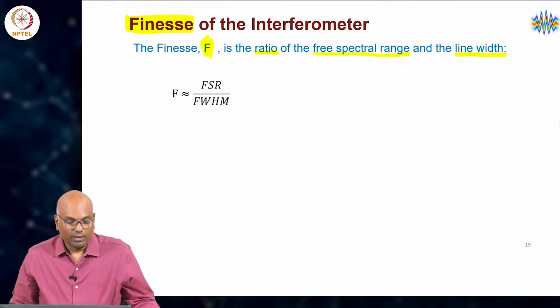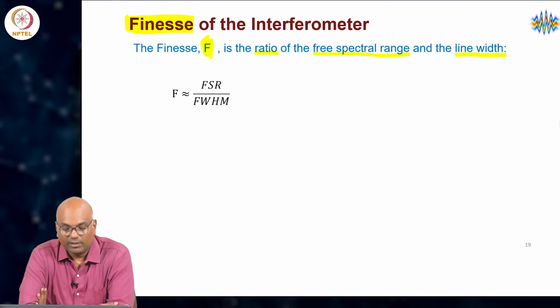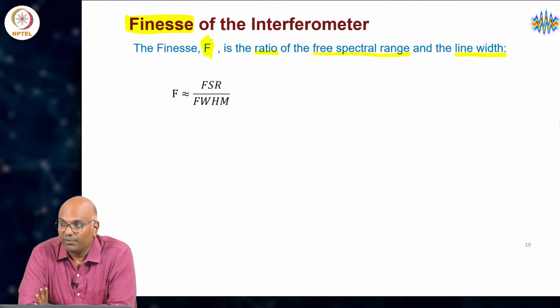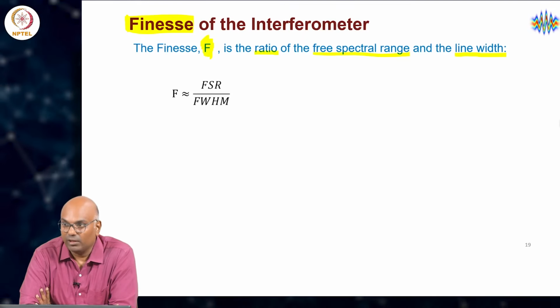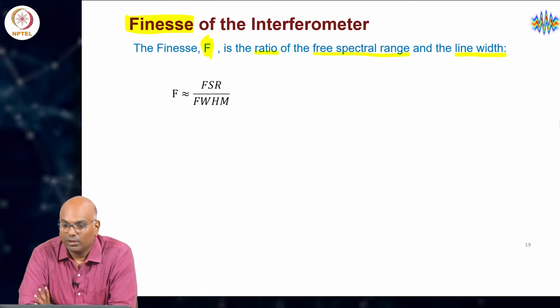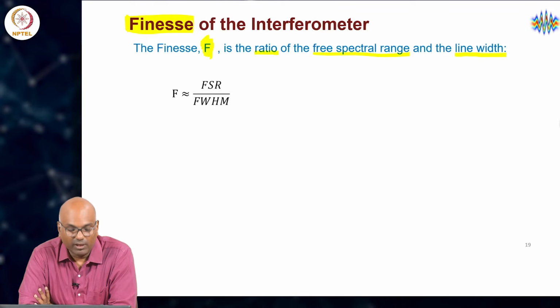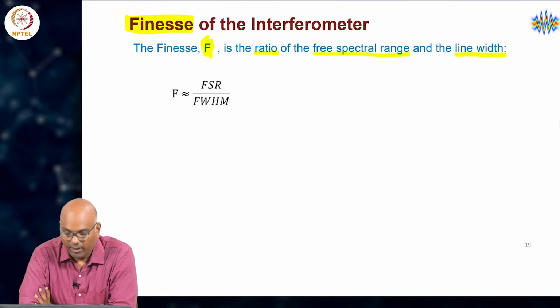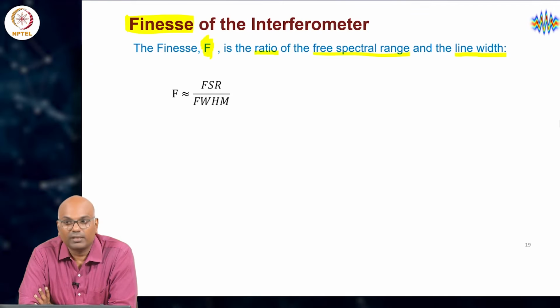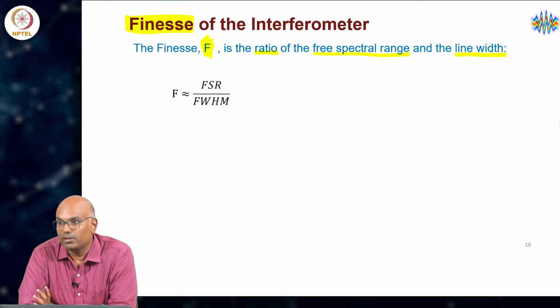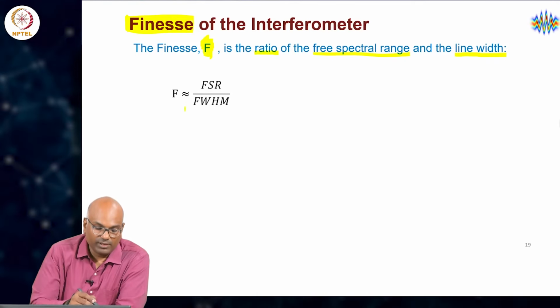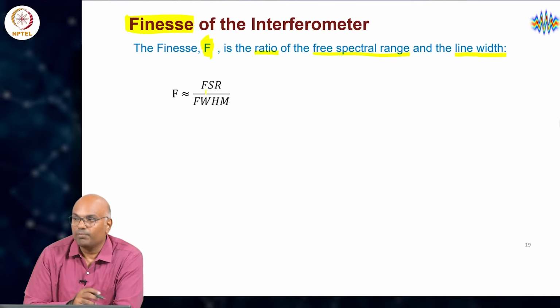So, now let us get used to some abbreviations. Free spectral range is always FSR. So, henceforth you will find me using FSR for free spectral range, and line width we will replace by FWHM. Okay, full width at half max is FWHM. So, finesse is FSR by FWHM.